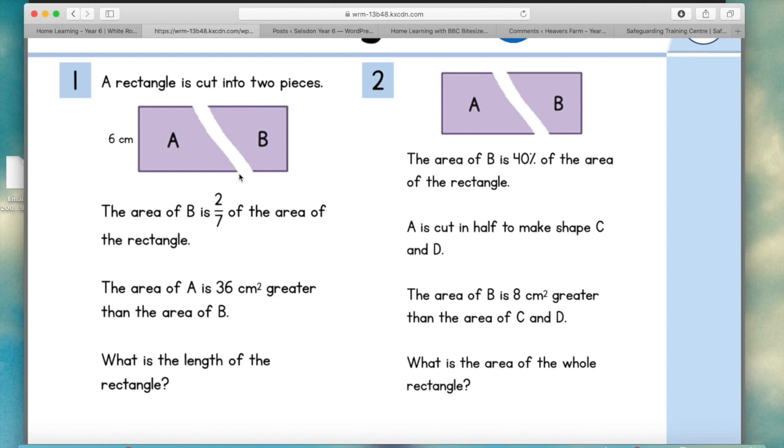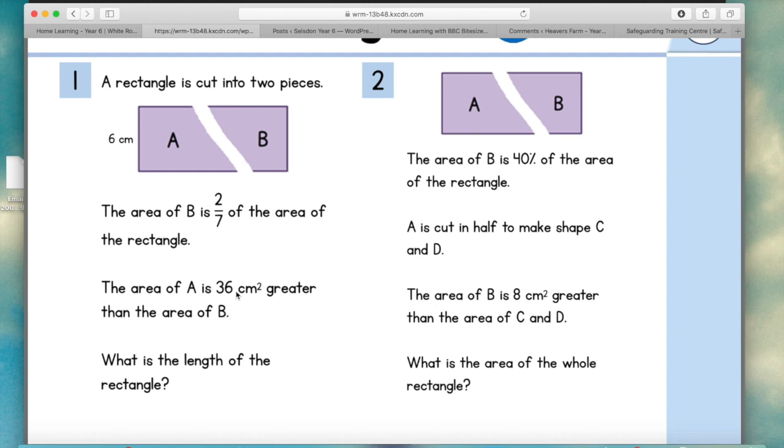Fine. So if the area of B is 2/7 of the whole, what is the area of A going to be? The whole will be 7 out of 7. So the area of A is going to be 5 out of 7. Now we've got a second clue. The area of A is 36 centimeters squared greater than the area of B.